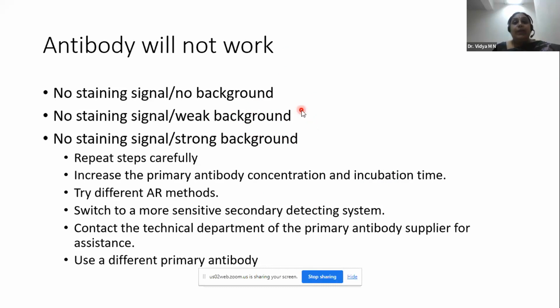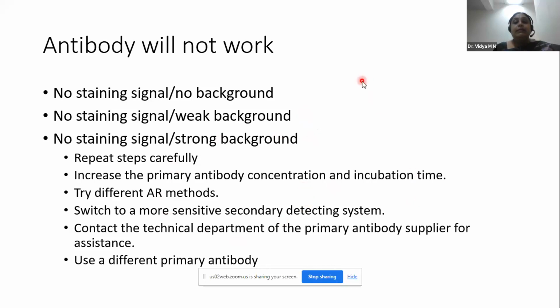So you need to repeat the steps carefully, including when you're doing a manual stain. Please check the pH of your buffer, which is very important, and whether that pH is suitable for that particular antibody. Many antibodies will work with alkaline pH, few with acidic pH. So you need to go to the package insert or the literature from where you have taken the antibody for your test. And then you need to rework on your primary antibody concentration and incubation time.